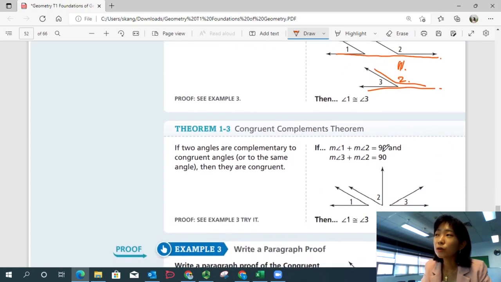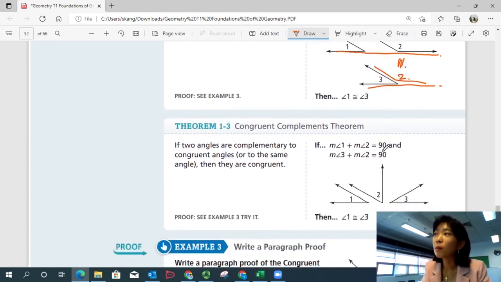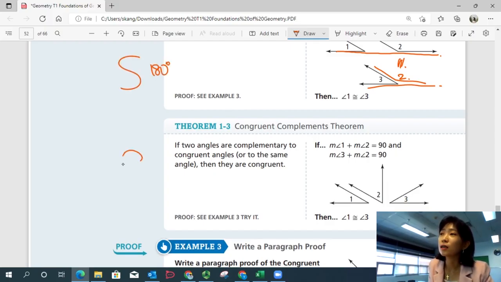Theorem 1-3, another one. Congruent complements theorem. What is a complementary angle? When those two angles add up, they don't make 180 degrees. They make a 90 degrees. So this is supplementary. This is complementary. Okay? Supplementary angles, 180. Complementary angles, 90 degrees.